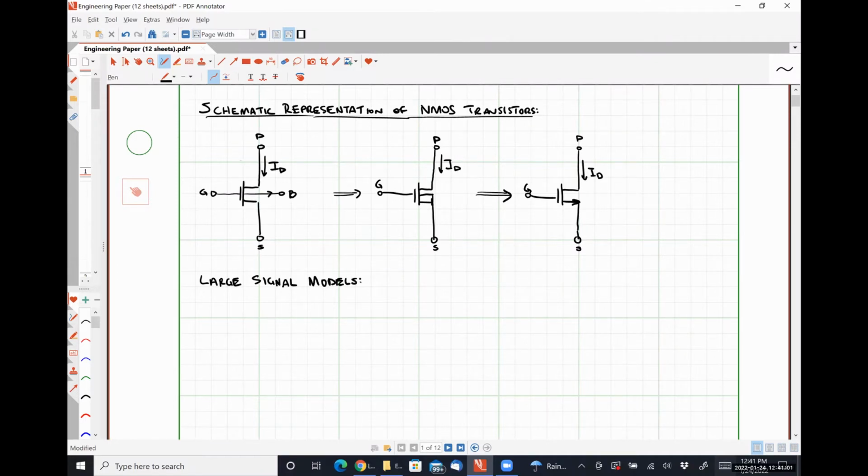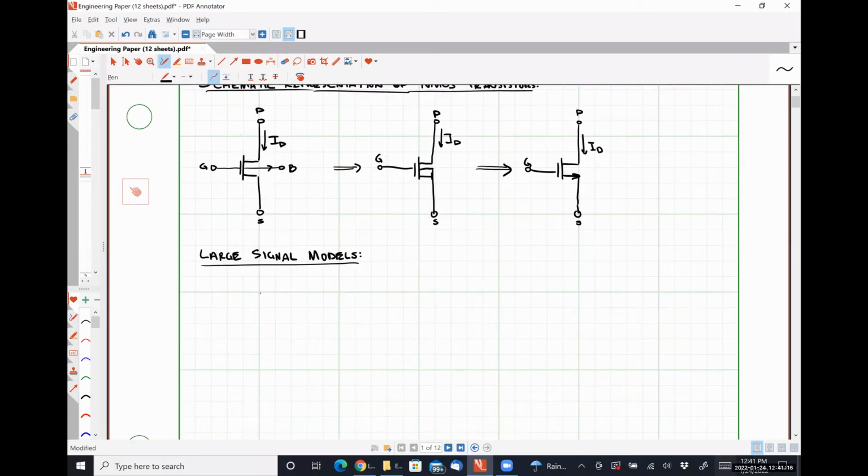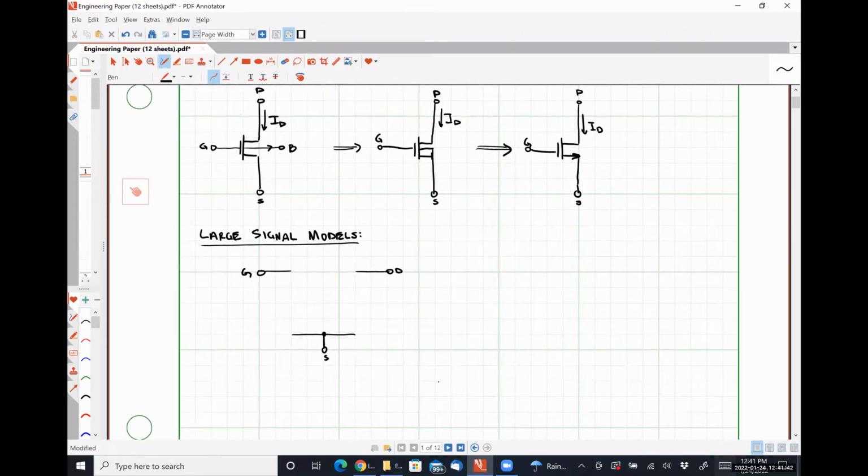All right, so now let's talk about our large signal models. So large signal models are our DC models, okay? And they're going to look something like this. Here we're going to have our gate terminal. Down here will be our source terminal. And then over here will be our drain terminal. And we'll do the saturation one first.